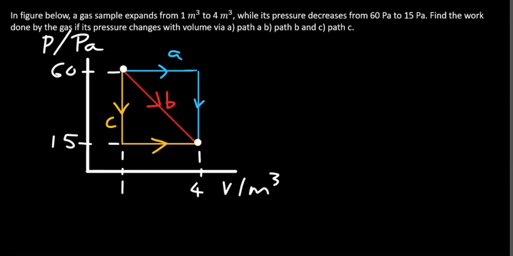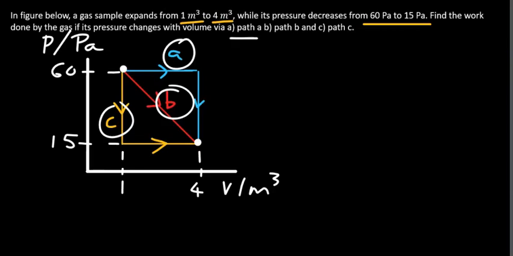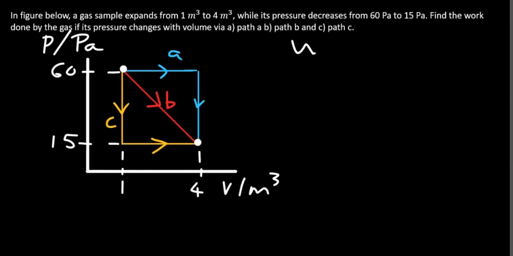In the figure below, a gas sample expands from 1 cubic meter to 4 cubic meters, while its pressure decreases from 60 pascals to 15 pascals. But this is accomplished using 3 paths, A, B, and C. Find the work done by the gas if its pressure changes with volume via path A, path B, and path C separately. We want to determine work.